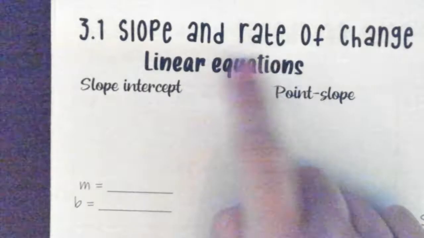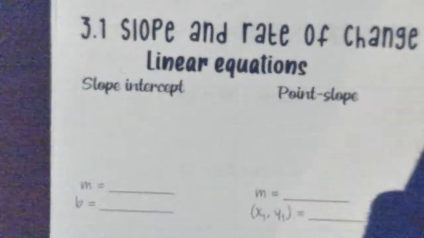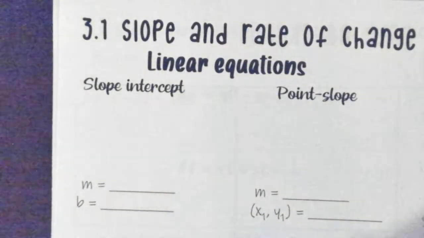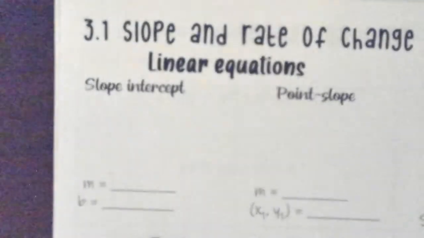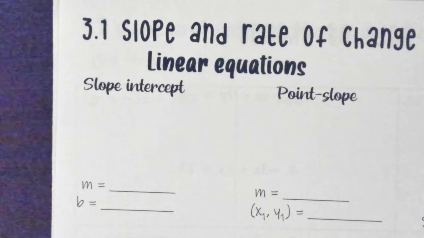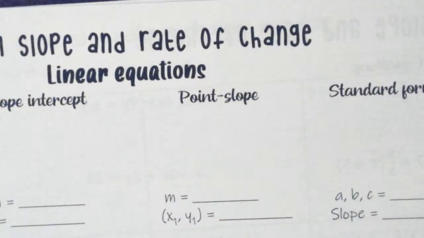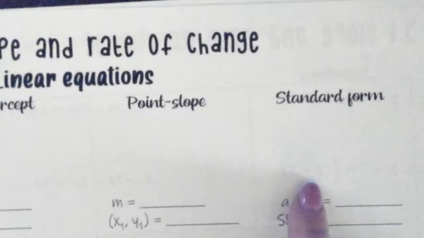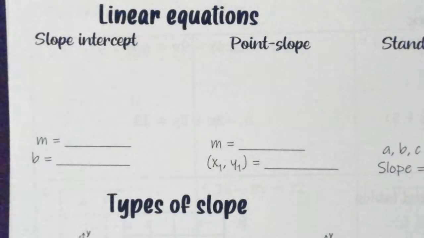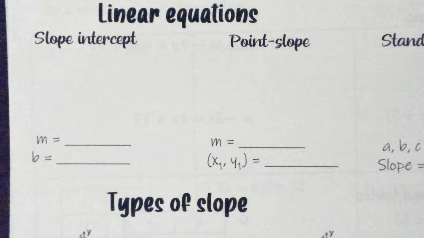Alright, we are going to start looking at slope and rate of change. First, starting with slope. And first I want to get into our three different ways of writing a line. So what is slope? Slope is the steepness of a line. So we need to know how we write our lines first, what our equations of lines look like.